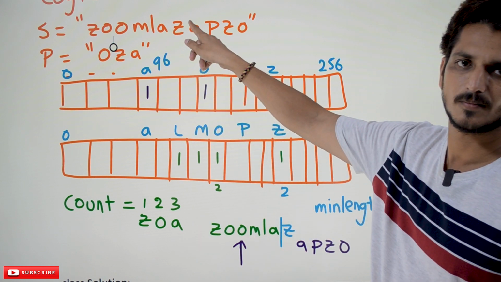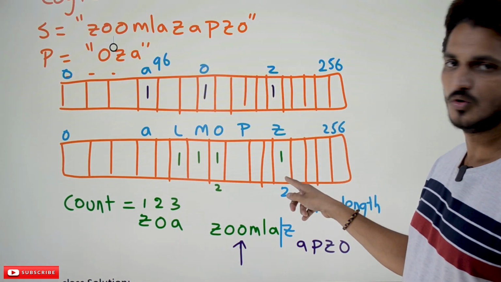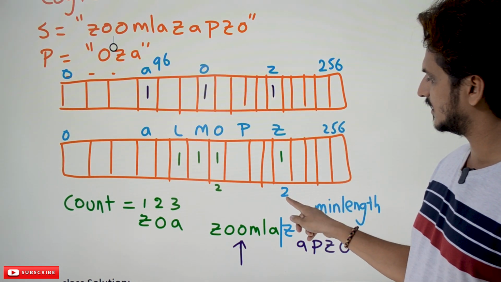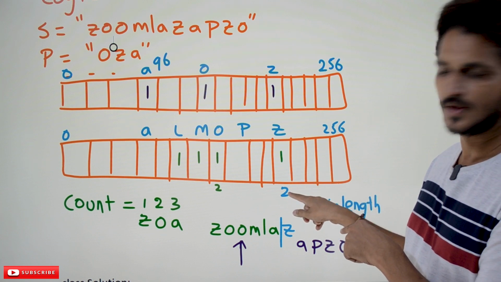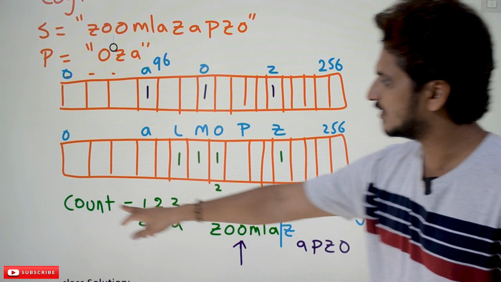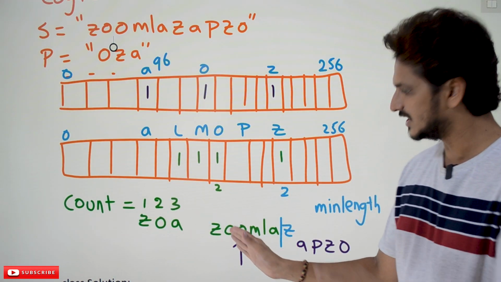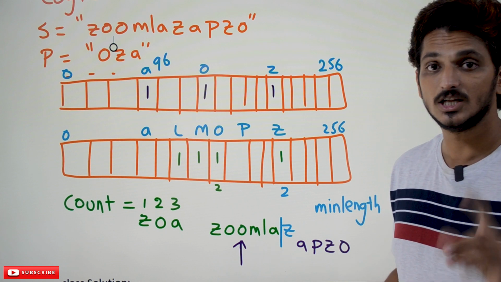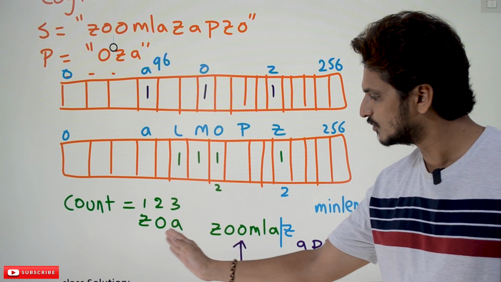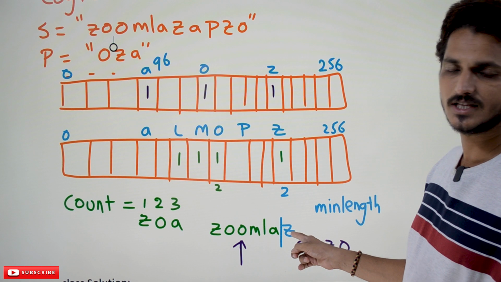Z. So increment the count to 2. So that's why here the count value is 2. For the Z variable, the count is equal to 2. Now again check. Now count is equal to 3. Again check. Is it possible to remove Z? Yes, it is possible to remove Z. Even if you remove Z, one more Z is here.